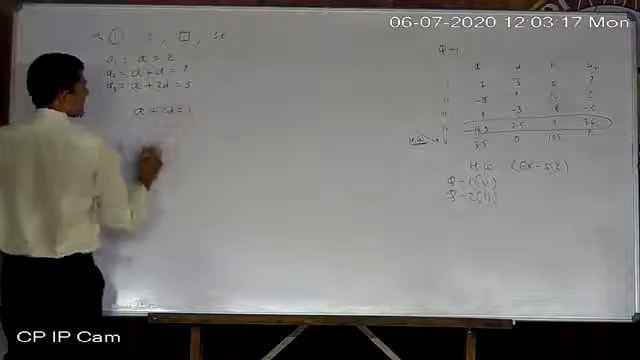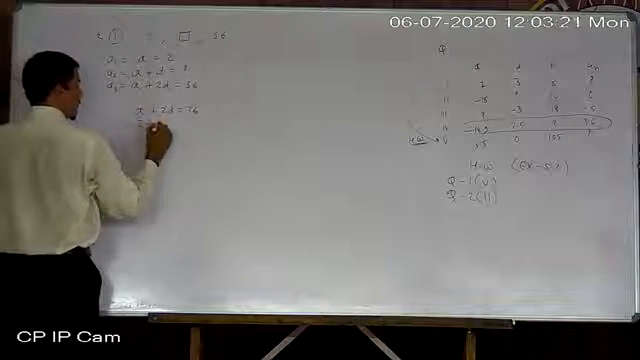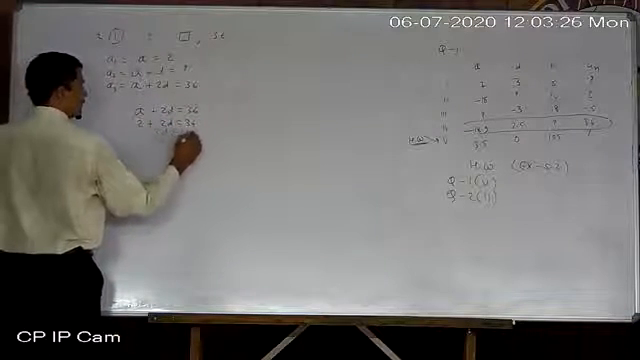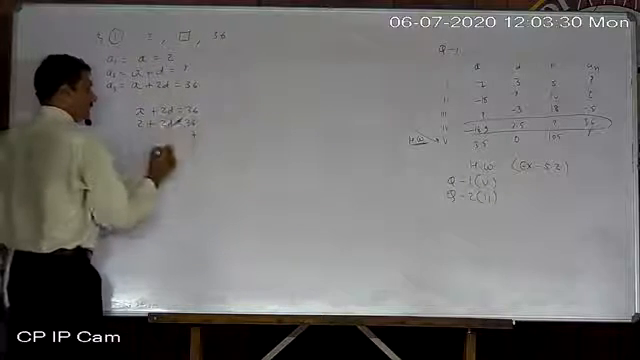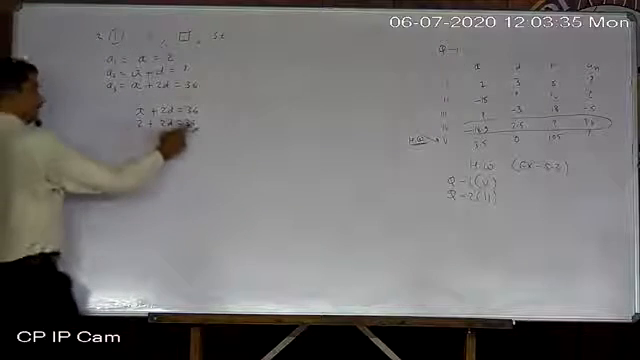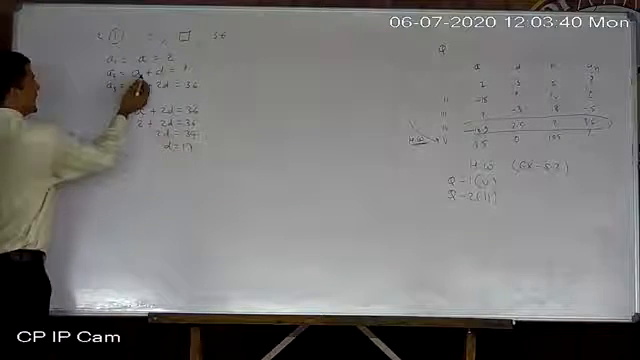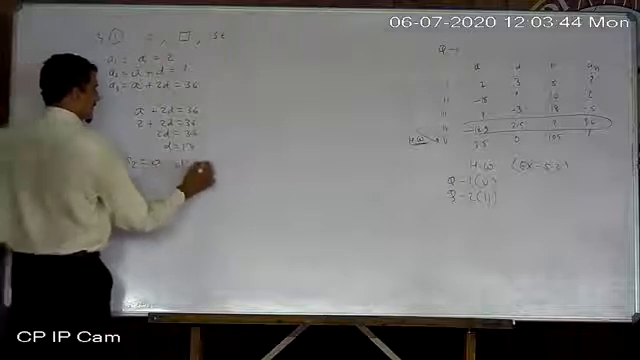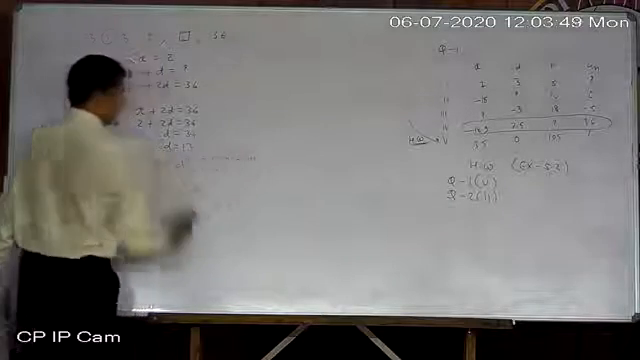This is the equation. Now you know what A is. A is given as 2, plus 2D equal to 36. 2D equal to 34. Therefore D equal to 17. Minus, then divide. So now you can find the second term. A2 is nothing but A plus D. A is already given, 2 plus 17 is equal to 19.